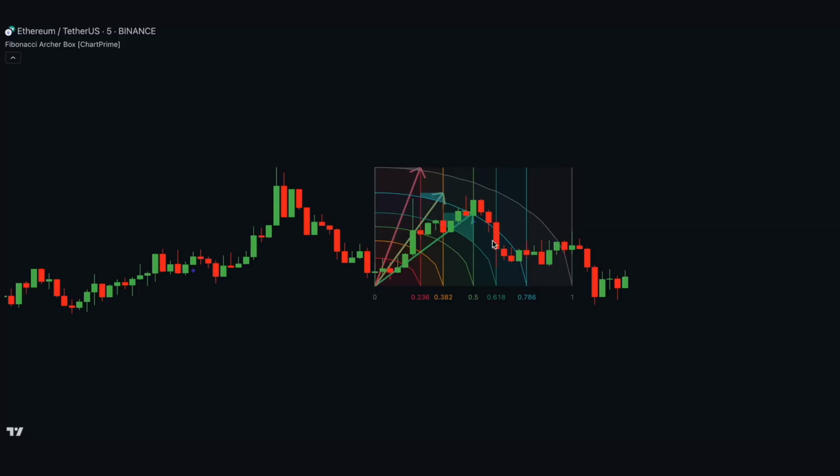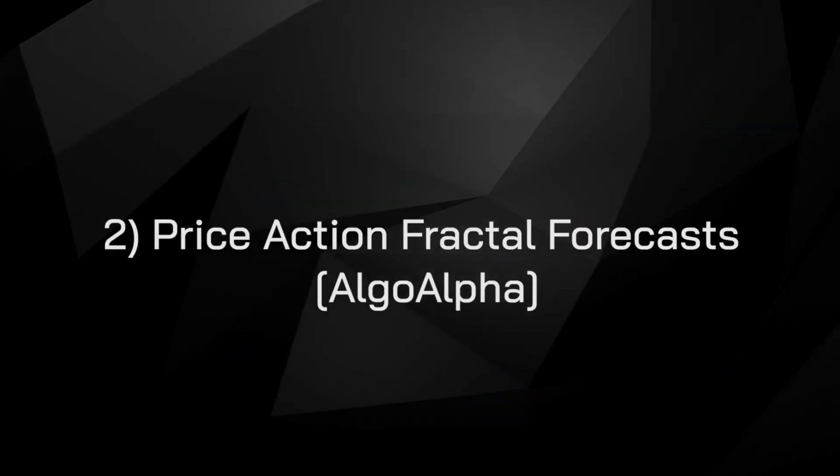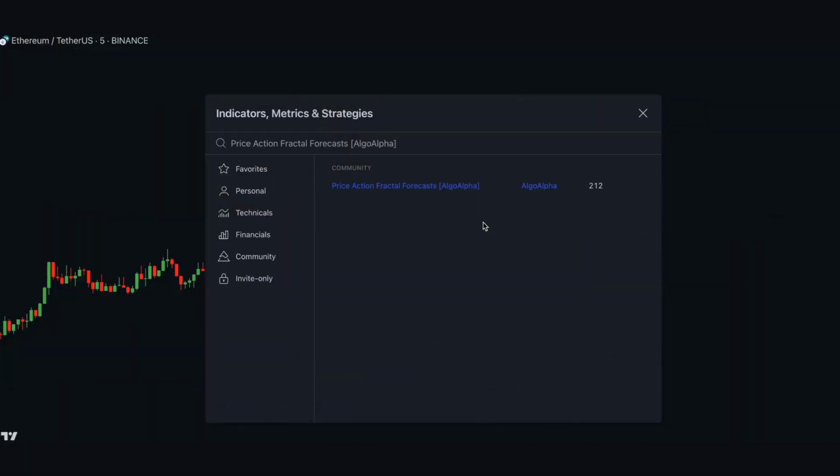Overall, the Fibonacci Archer Box is a new indicator that incorporates Fibonacci retracements and projections with an automated pivot point-based plotting system. While it acknowledges the methodologies of WD Gann, it distinctively utilizes Fibonacci techniques, providing an effective tool for market analysis. The second spot in our ranking goes to the Price Action Fractal Forecasts by Algo Alpha.